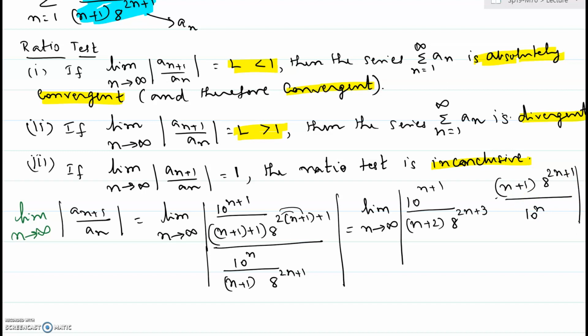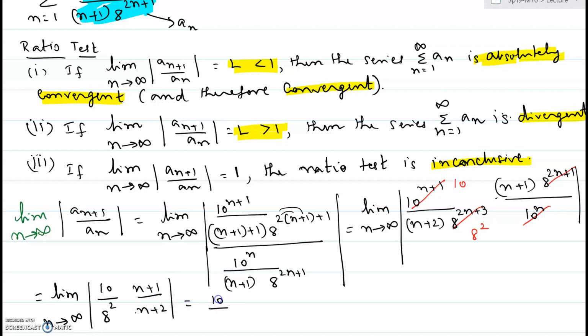Now all that we need to do is to simplify this algebra. So 10 to the power n plus 1 over 10 to the power n will give us just 10. Then 8 to the power 2n plus 3 over 8 to the power 2n plus 1 will give us 8 squared below. So we will have the limit as n approaches infinity of the numerator 10, denominator 8 squared or 16, then we are left with just n plus 1 over n plus 2.